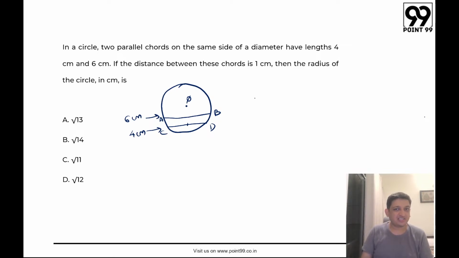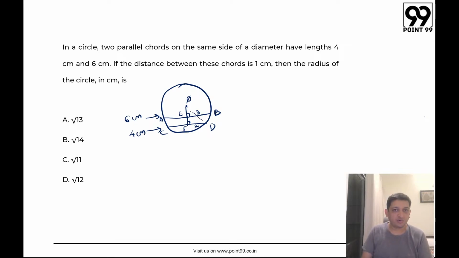So here we have to understand one thing: the perpendicular that is dropped from the center of the circle to a chord will also bisect the chord. So if you drop a common perpendicular to both these chords, they will both bisect these chords as well. तो इसका लेंथ बन जाएगा 3. Let's say this is E and this is F, and FD का लेंथ बन जाएगा 2. So that is what we know here.